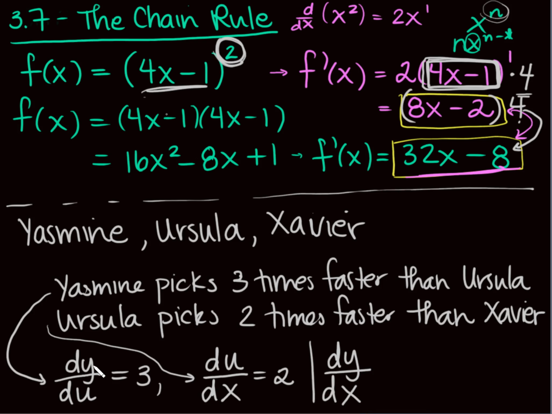If I know how fast Yasmin picks with respect to Ursula, and I know how fast Ursula picks with respect to Xavier, how much faster is Yasmin versus Xavier? Yasmin is 3 times as fast as Ursula, but Ursula is 2 times as fast as Xavier. So what do I know about Yasmin versus Xavier?